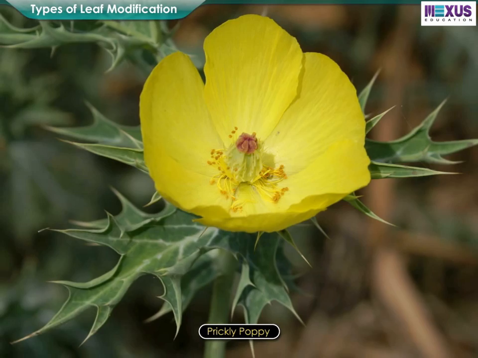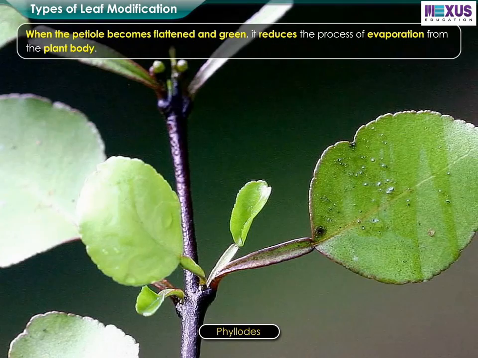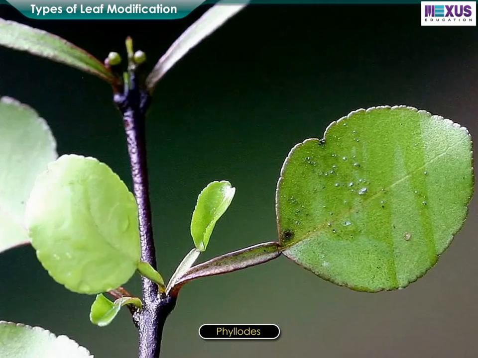When the petiole becomes flattened and green, it reduces the process of evaporation from the plant body. Such structures are called phyllode. For example, Australian acacia.